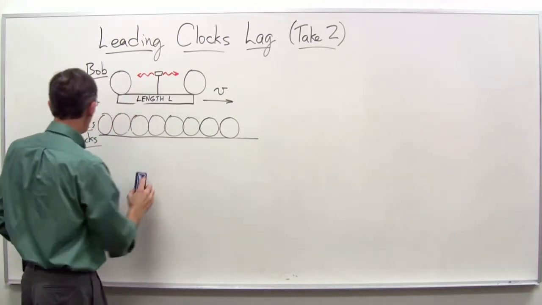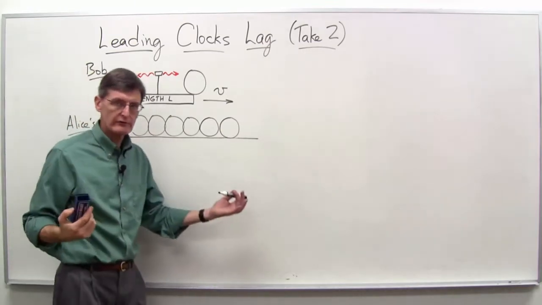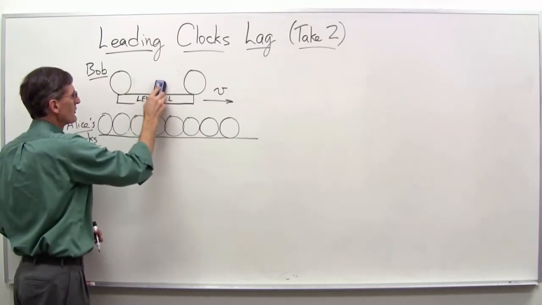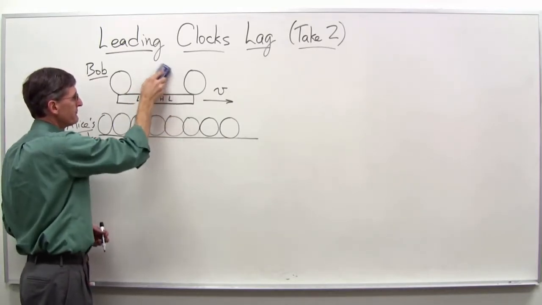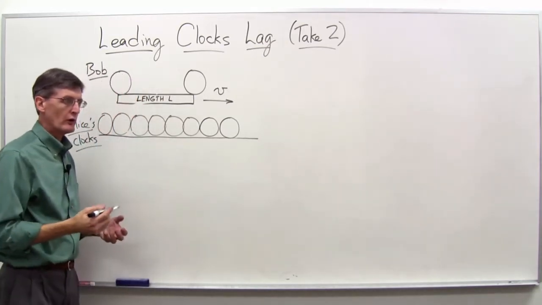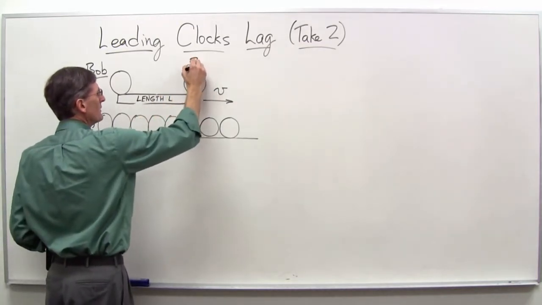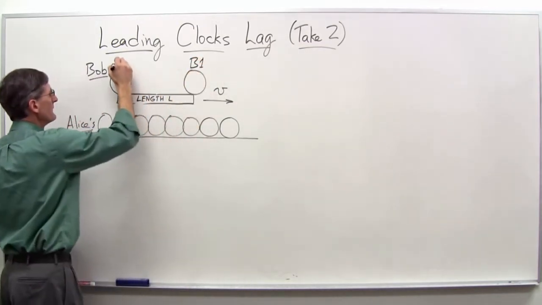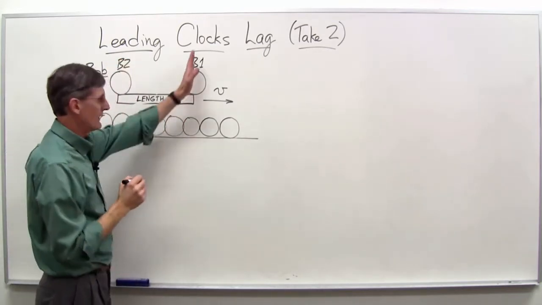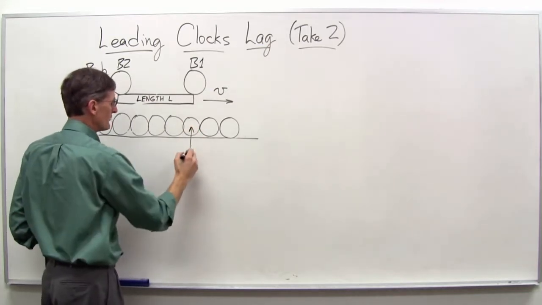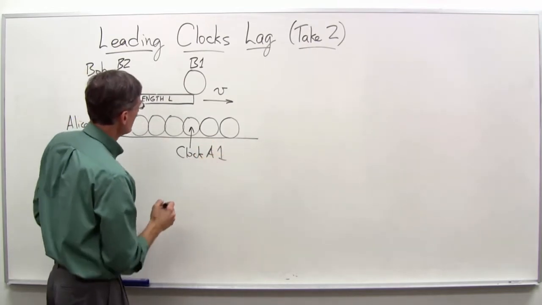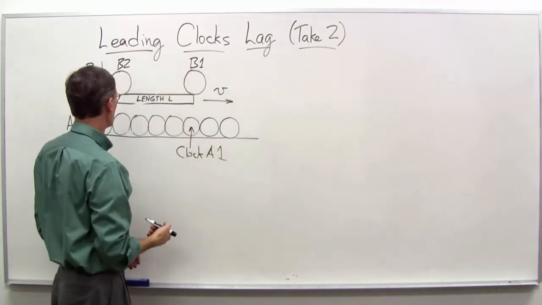So let's just modify this slightly. We're not going to use the light beams anymore here, or the photons if you want to call them that. We're just going to look at Bob's ship, and let's actually label the clocks here so we know what we're talking about. So this will be clock, say, B1, and this will be clock B2, and I didn't quite line them up nicely here, but we'll say this is Alice's clock A1, and we're going to assume it's lined up with Bob's clock there.